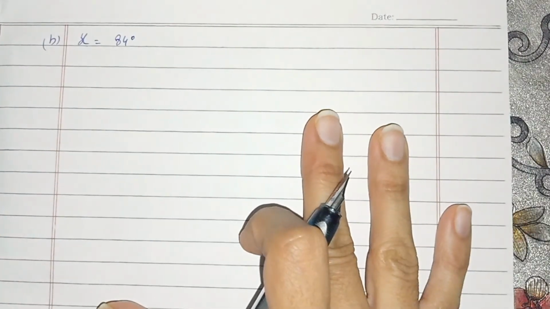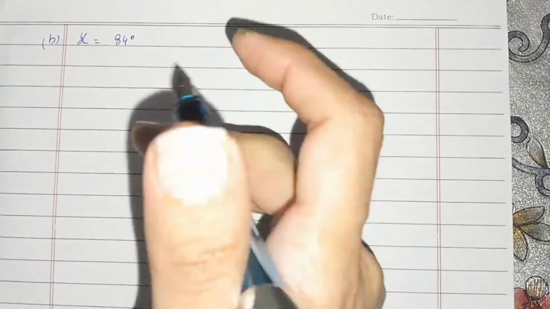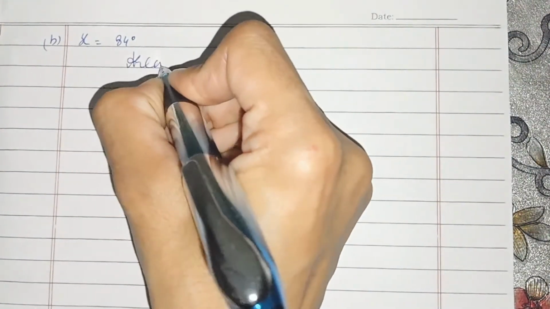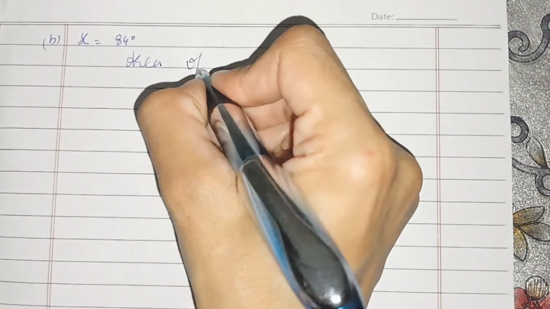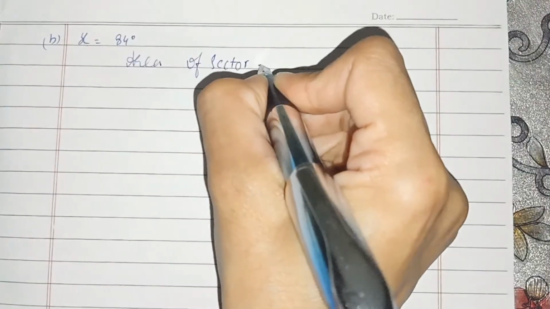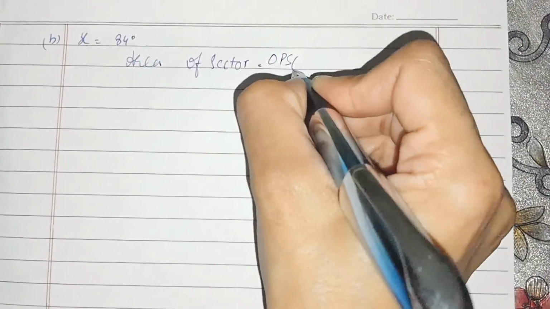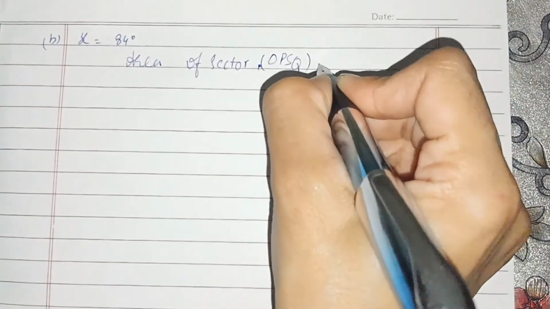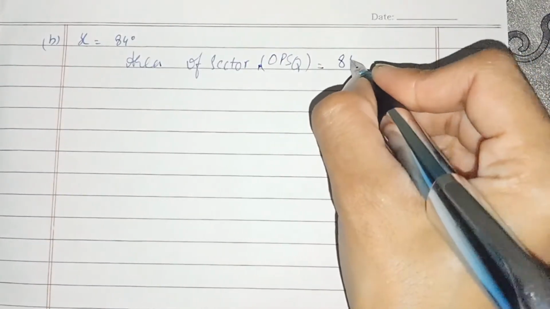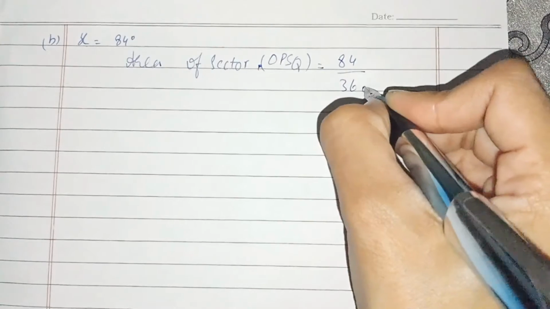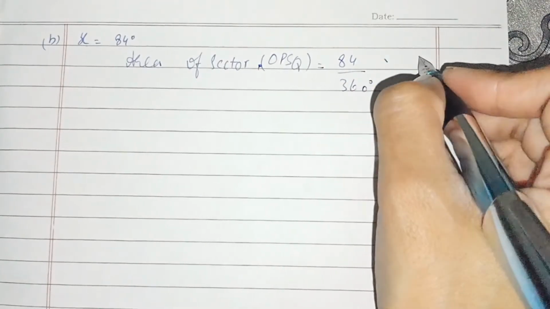Now students, part number B, the x is given to us as 84. First we have to find the area of sector OPSQ, and you know the formula is x over 360 degree and pi r square.